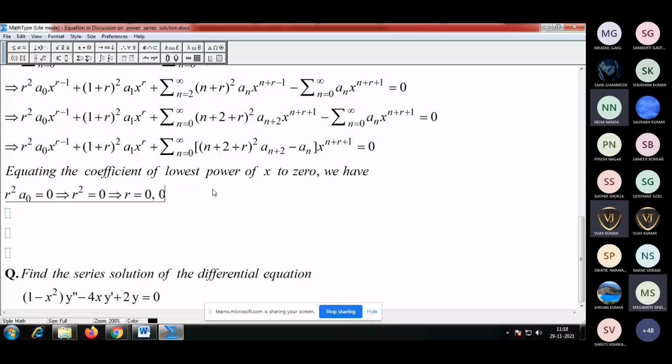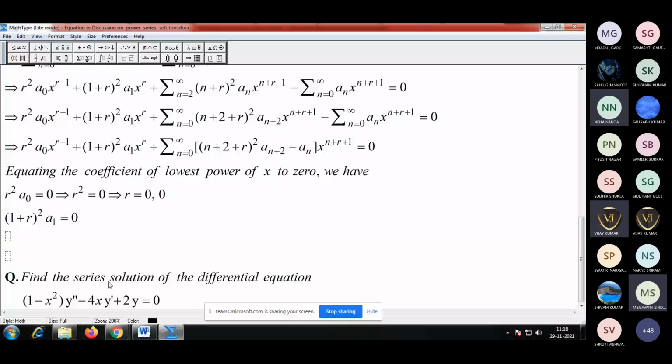So in order to find the solution, you know what we need to do. Anyway, before proceeding, we have equated the coefficient of the lowest power of x to 0. Now we are going to equate this term to 0. So this term is equal to 0. You know what will happen? Either this is 0 or a1 is 0.